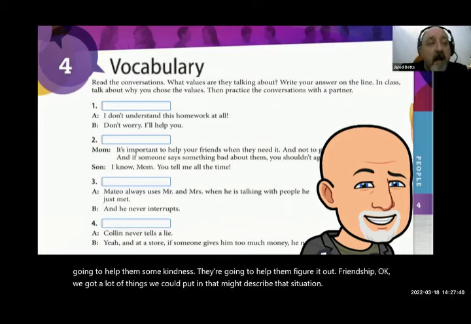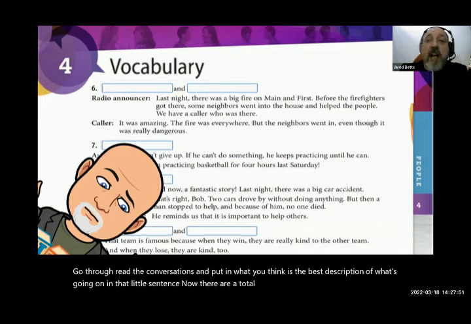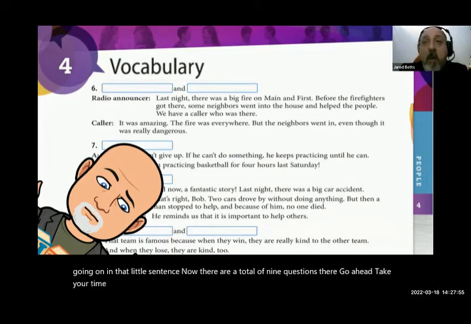Go through, read the conversations, and put in what you think is the best description of what's going on in that little sentence. Now, there are a total of 9 questions there. Go ahead, take your time. Some of them can be more than one. That's okay. There's nothing wrong with that.